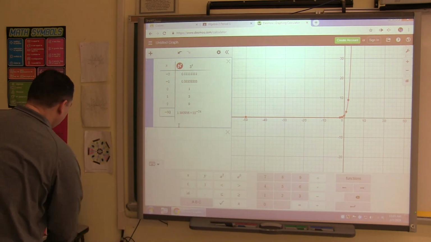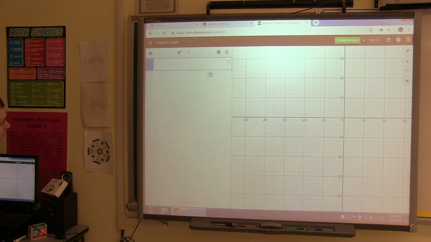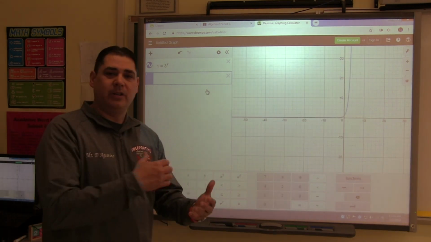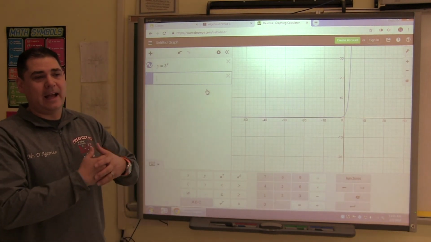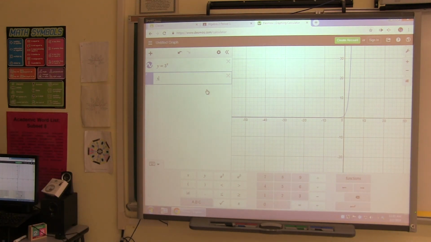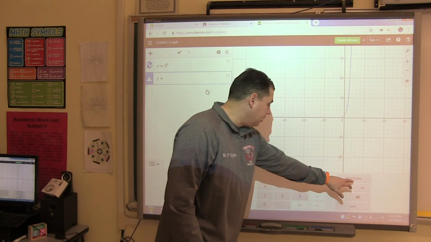So now, let's take a look at another one. We're going to put back y equals 3 to the x. And what we're going to do is take a look at a log function. We started to introduce logs, and now let's see what the actual graph of a log function looks like. So let's type in y equals. Now I like the fact that you can type in pretty much anything you want, functions and non-functions. But logarithms are functions.